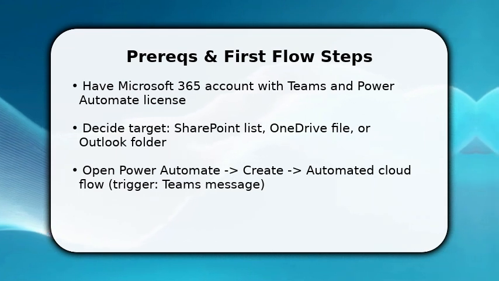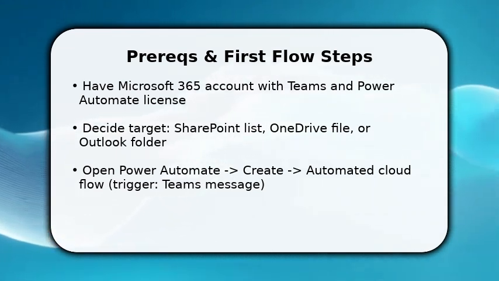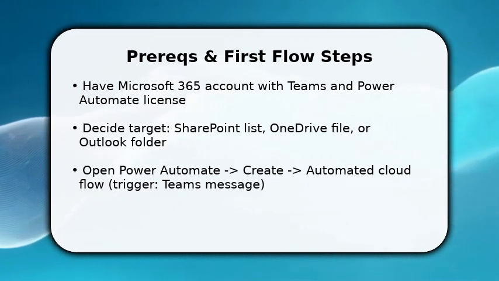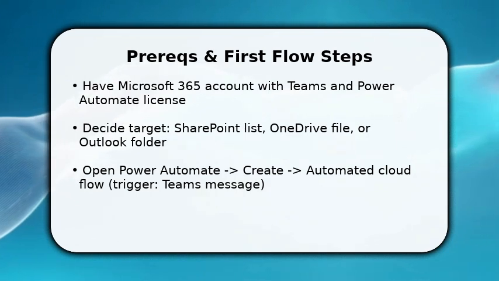You start with Essentials, an M365 account, Teams enabled, and Power Automate access. Once ready, pick where to save messages: a SharePoint list for structured data, OneDrive for files, or Outlook for email archiving. Next, create an automated cloud flow and choose the Teams trigger when a new channel message is added or when a new chat message is added.